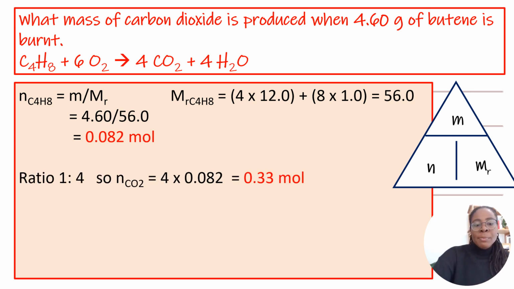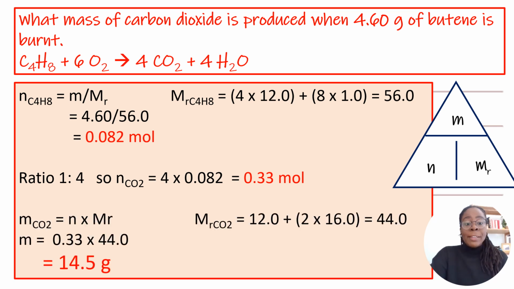We then use the balanced symbol equation to determine the ratio. The moles of butene to carbon dioxide, the ratio is 1 to 4. So our moles of carbon dioxide are 4 times 0.082. Now to find the mass of carbon dioxide, mass equals moles times Mr. So that gives us a mass of 14.5 grams. Again, answer to 3 significant figures, as that's the least number of significant figures in the question.